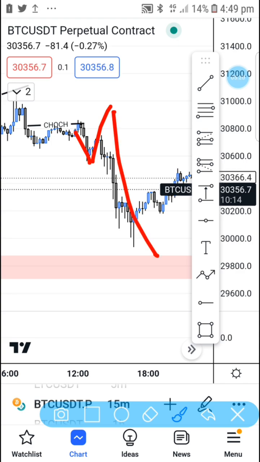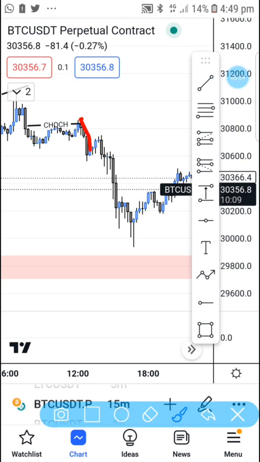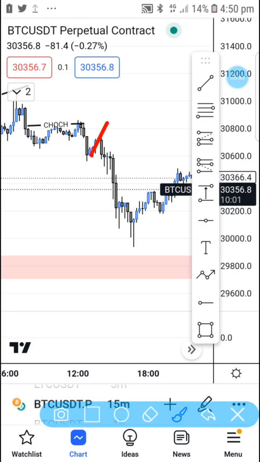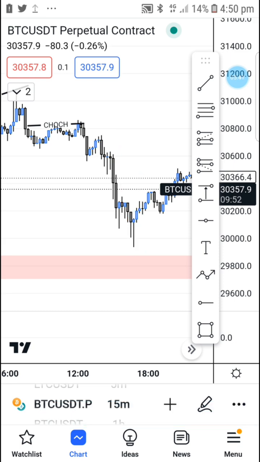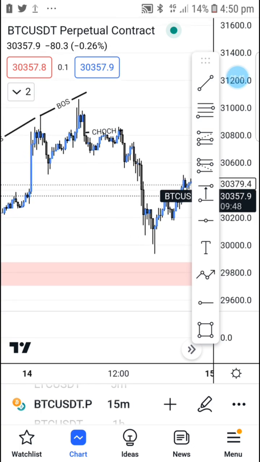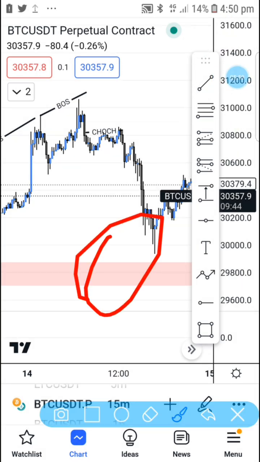When you get a change of character, people will just enter their trade here, whereas the market will manipulate them and go up. So when you get a change of character, you wait for a retest up. When you get to the retest, you wait until you see your confirmation entry candle, and you enter. See how it went down, and you put your take profit at the nearest place where I've drawn my support zone around this place.